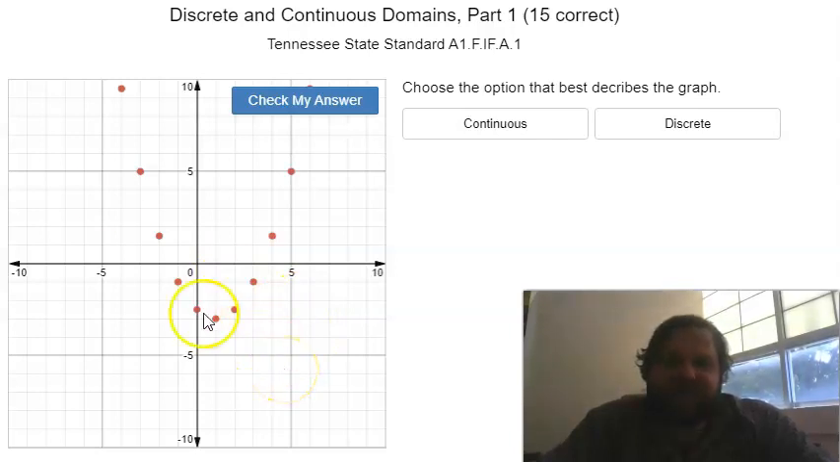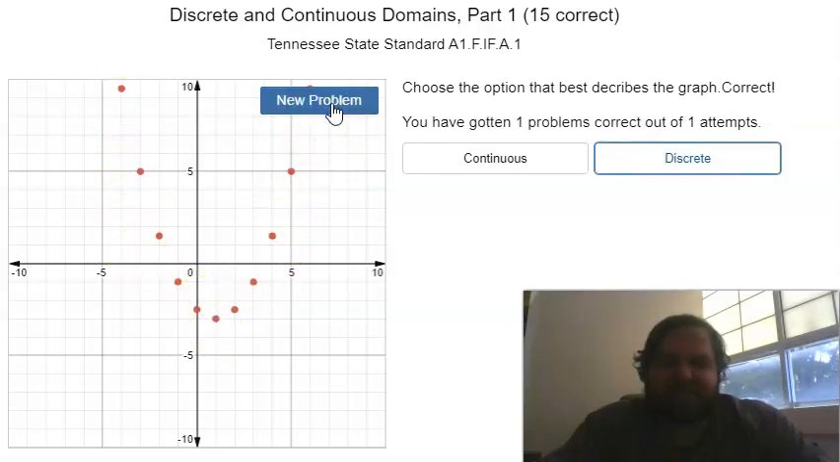If the domain is continuous, the graph will be defined by a single connected line. If the graph is discrete in its domain, that means that its domain is only integer values like 1, 2, 3, 4, and nothing in between them. And so those will be described by these points, as you see here. So this particular function has a discrete domain. Its domain only is occurring at certain points, in this case integer values, and so it is not connected. And we can select that and find that we were correct.